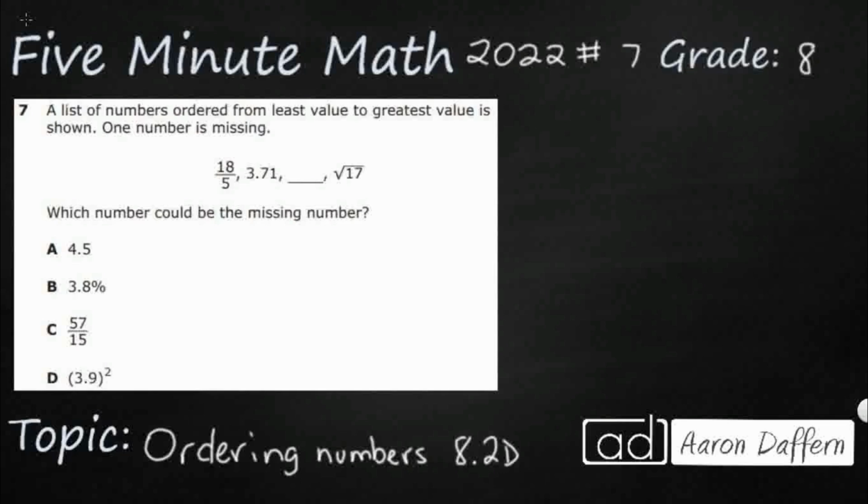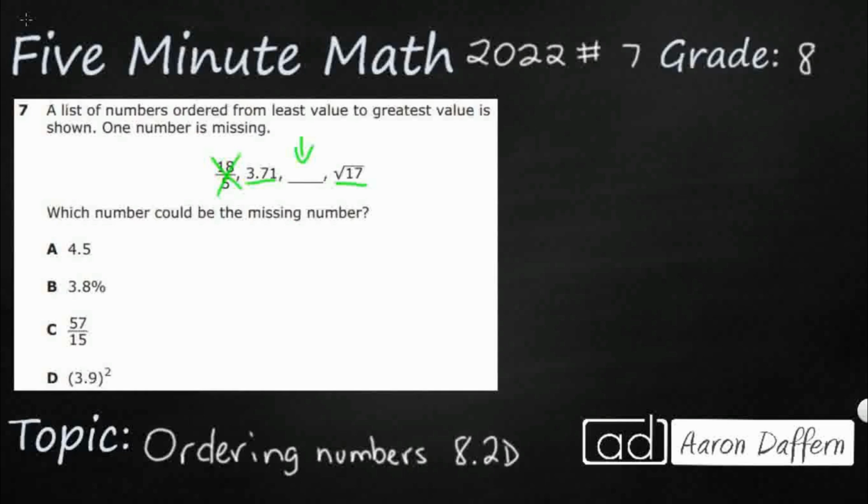So, which number could be the missing number? We've got this list of numbers from least to greatest, and we just need to find the number that fits right here, which means I don't even need to figure out what that is. Doesn't matter. 3.71 is already a decimal, so I need to turn that square root of 17 into a decimal, and then we'll evaluate each of the rest of these.